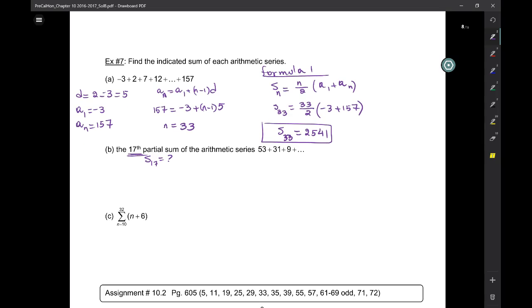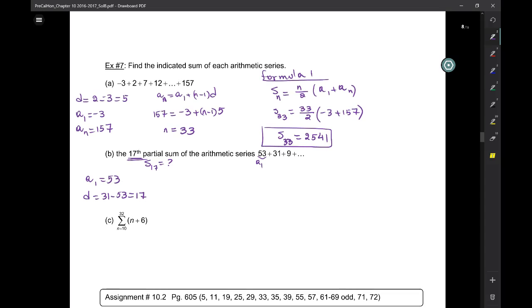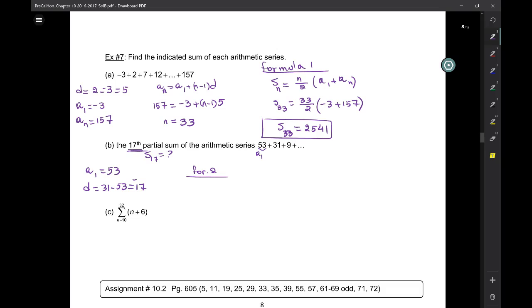Okay. All right, so here's the series. This is a_1. I can get d, but I don't know what a_n is, right? So a_1 is 53. d is 31 minus 53. Isn't 31 minus 53 negative 22? Oh, is it negative 22? Oh, yes, sorry, I looked at the wrong line. Negative 22. I don't know what a_n is, so I'm going to use formula 2.